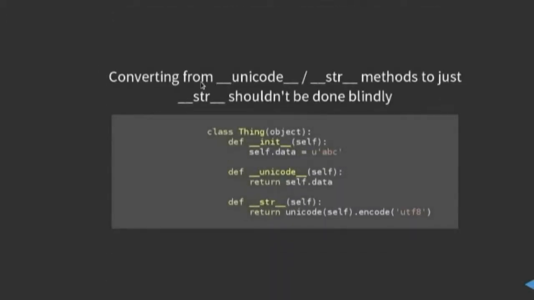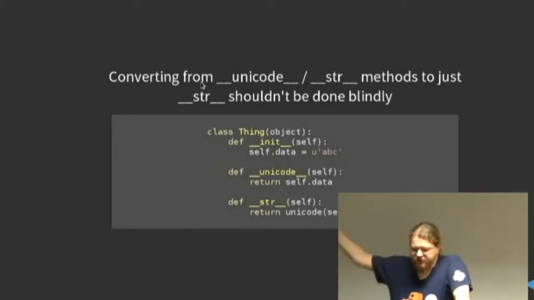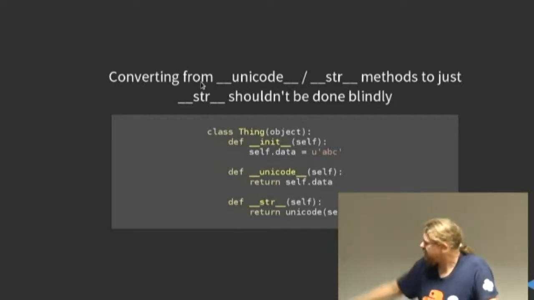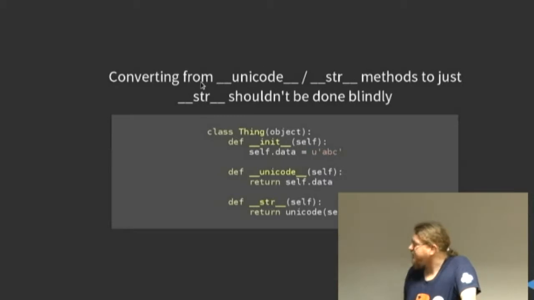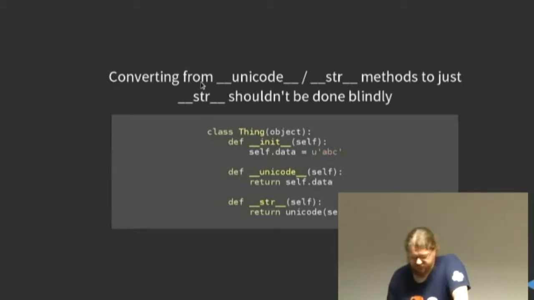The other thing you need to be very careful about is that on a Python 2 object, you have a dunder unicode method and a dunder str method. In Python 3, you just generally have the dunder str. And so this is not an uncommon pattern: I have an object which has Unicode data, I have a dunder unicode method which just returns data, and I have a dunder str method which returns an encoded version. You see this in the wild quite commonly.